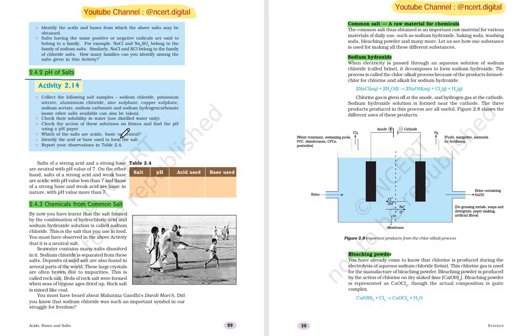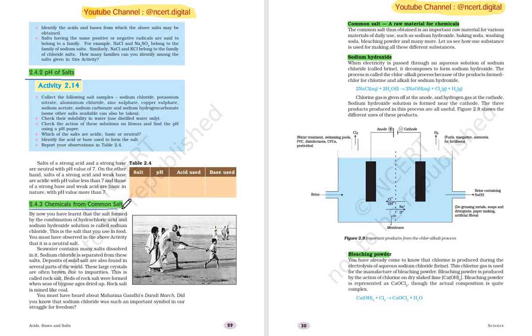Which of the salts are acidic, basic, or neutral? Identify the acid or base used to form the salt. Report your observations in Table 2.4. Salts of a strong acid and a strong base are neutral with pH value of 7. On the other hand, salts of a strong acid and weak base are acidic with pH value less than 7, and those of a strong base and weak acid are basic in nature, with pH value more than 7.